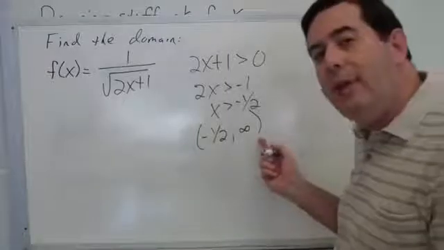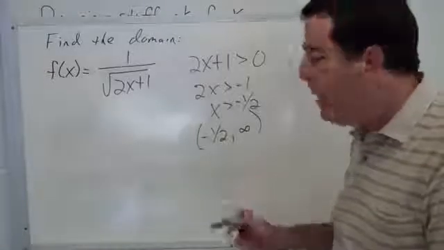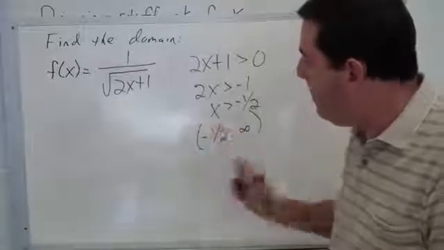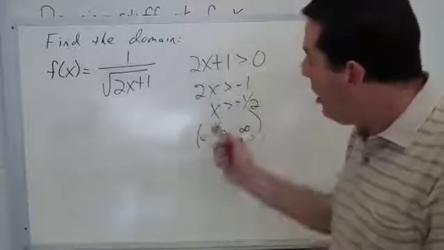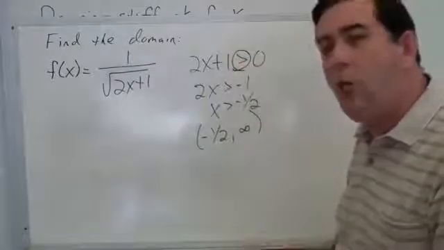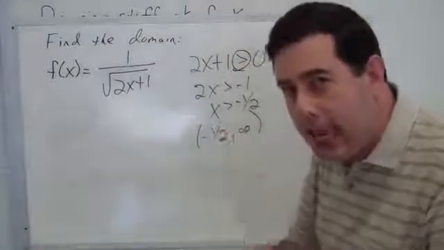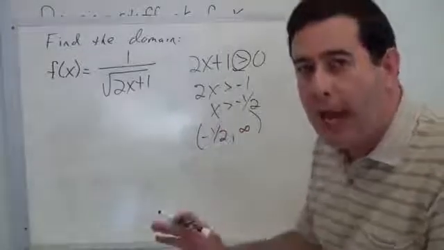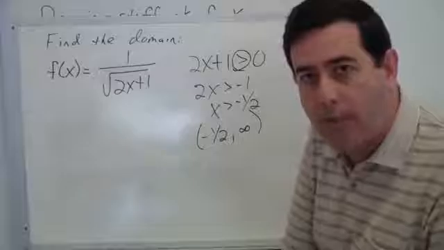We know that infinity always gets parentheses, but why did I put a parenthesis here this time for the beginning of our interval? We used parentheses there because this was strictly greater than. It did not include negative 1/2. If we had, we would have had 0 on the bottom of the fraction.